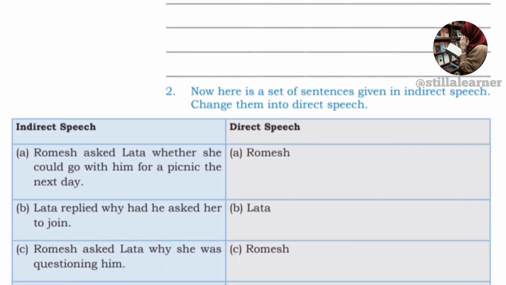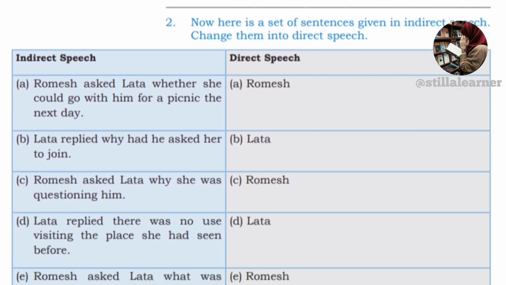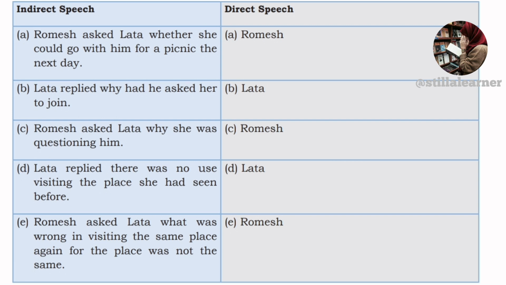Here in this second Roman we have given 5 sentences which are in indirect speech. So we have to convert them into direct speech. So the very first question is, Rome said Lata whether she could go with him for a picnic the next day. This is in indirect speech.